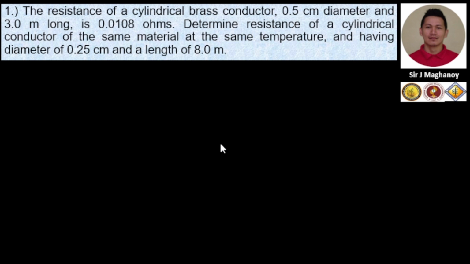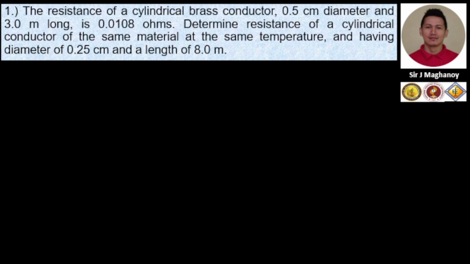Problem number 1. The resistance of a cylindrical brass conductor 0.5 centimeter diameter and 3 meters long is 0.108 ohms. Determine the resistance of a cylindrical conductor of the same material at the same temperature having a diameter of 0.25 centimeter and a length of 8 meters.